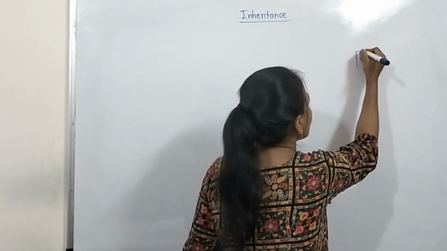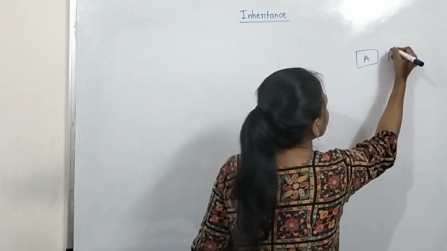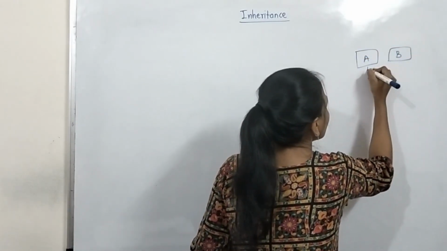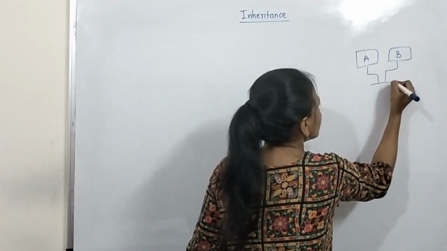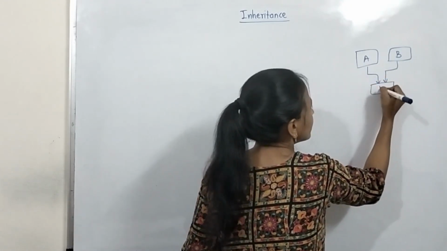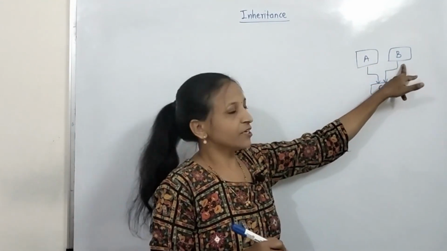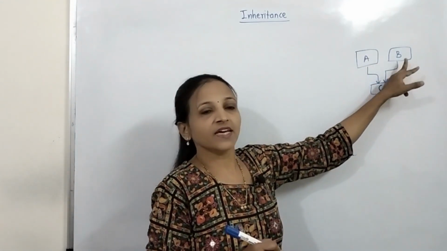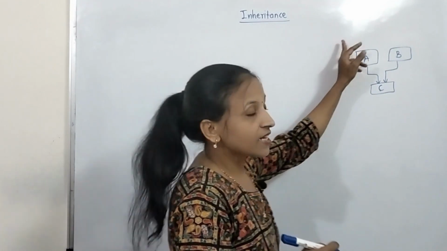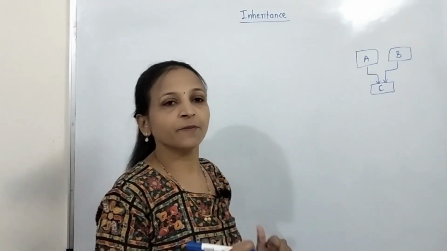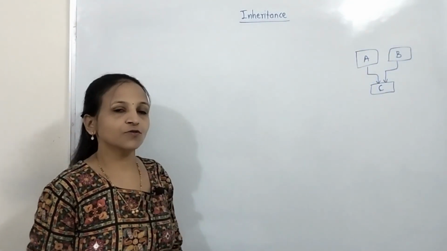Let there be a class A and a class B, and from these two classes I am creating only one derived class, let's say C. Here these A and B classes act as bases for C. This type of structure is nothing but multiple inheritance. Now how to do this?